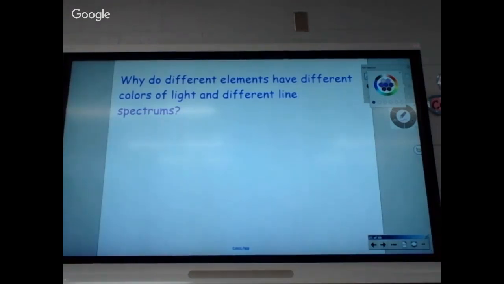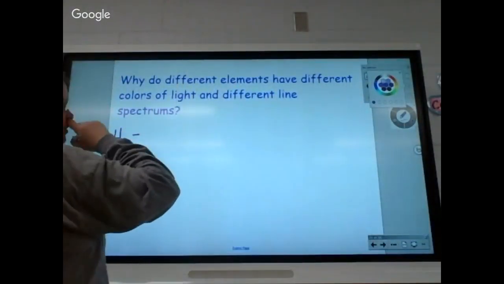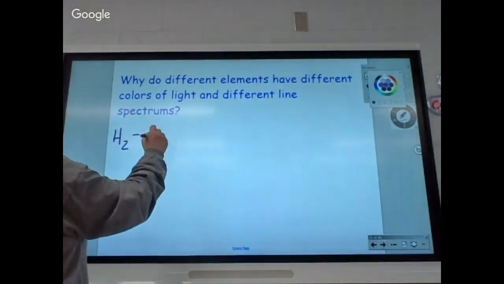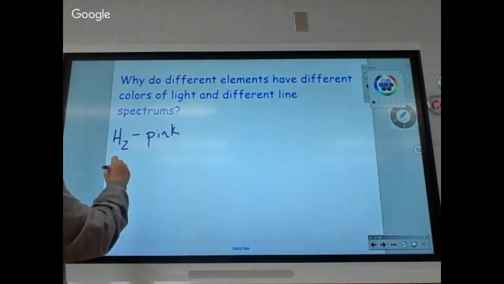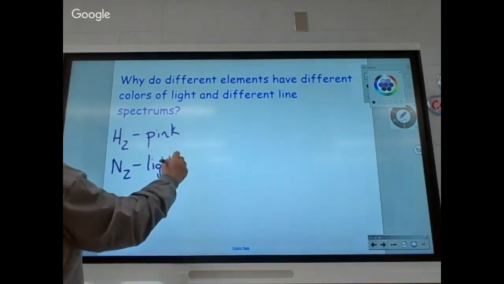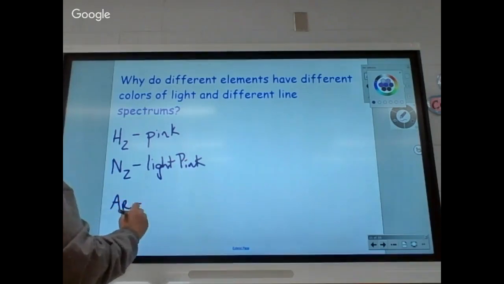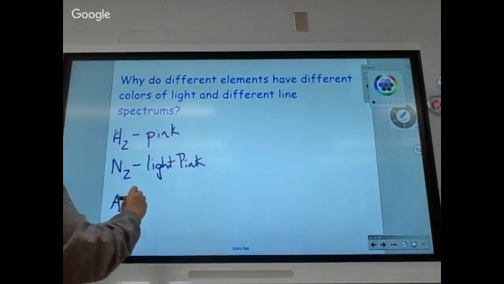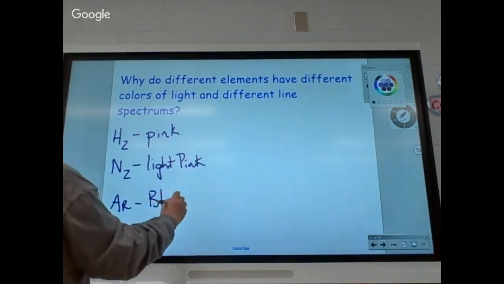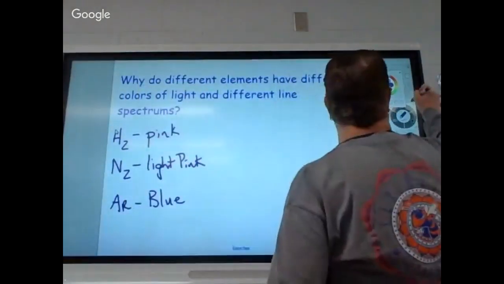All right, so I had hydrogen in there, and hydrogen was what color? Y'all remember? The first one was a pink color. Then we had nitrogen, a lighter pink. And then we had argon, the last one. Argon was what color? Blue. All right, so why did I wind up with those three different colors? Why weren't they all the same?